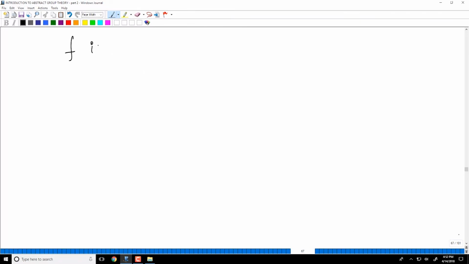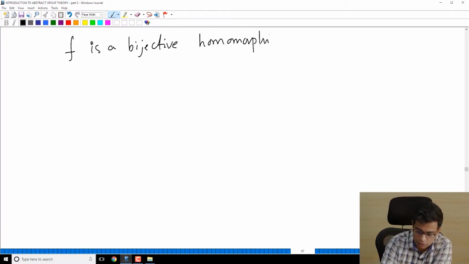So f is bijective. Bijectivity comes from before, that we have checked before, and we checked today that it is a homomorphism. It is a bijective homomorphism. So f is an isomorphism.